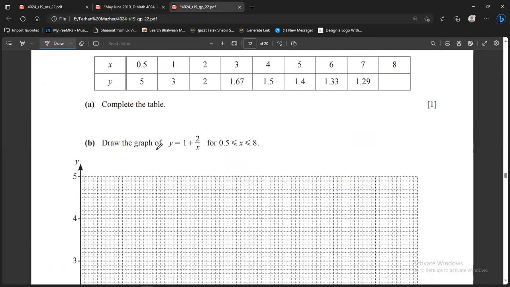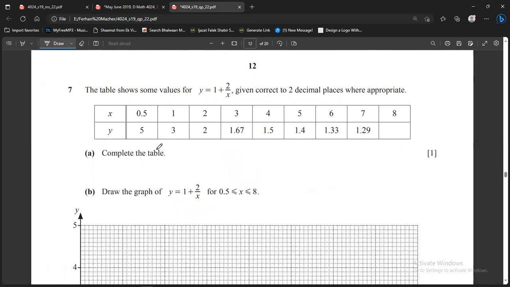Okay, now we are going to question number 7. It says the table shows some values for y equals 1 plus 2 by x, given correct to 2 decimal places where appropriate. x is 0.5 and y is 5. When x is 1, y is 3. When x is 2, y is 2. When x is 3, y is 1.67. When x is 4, y is 1.5. When x is 5, y is 1.4. When x is 6, y is 1.33. When x is 7, y is 1.29.